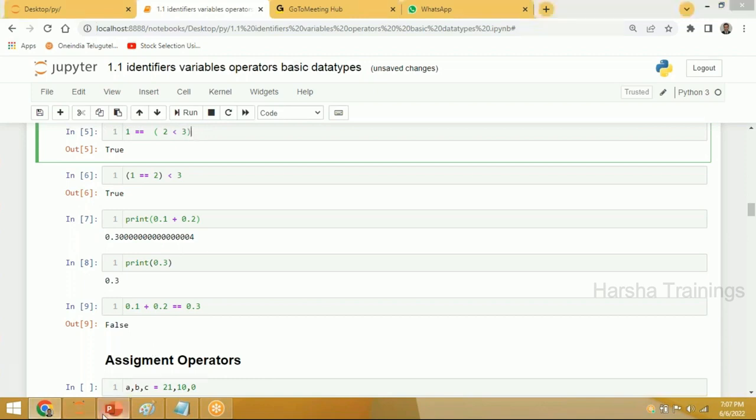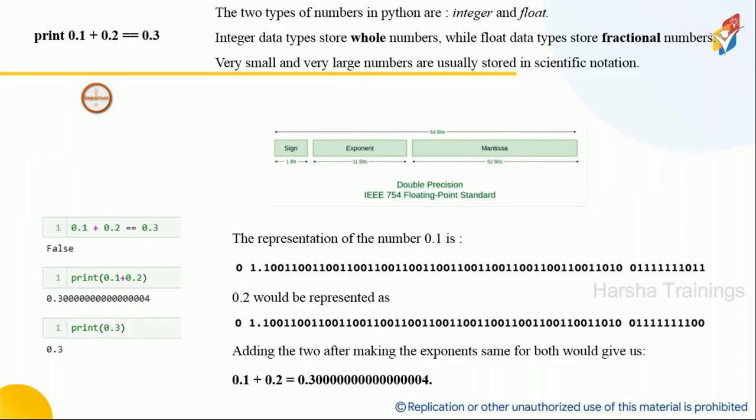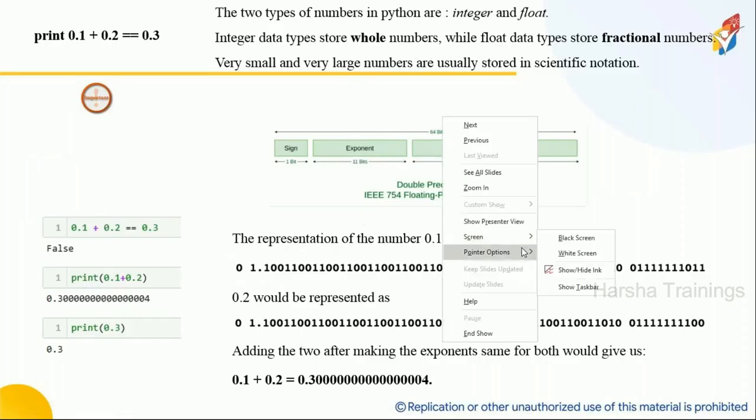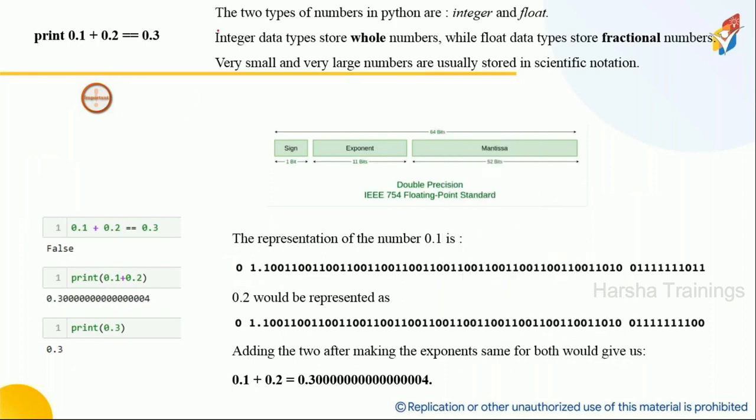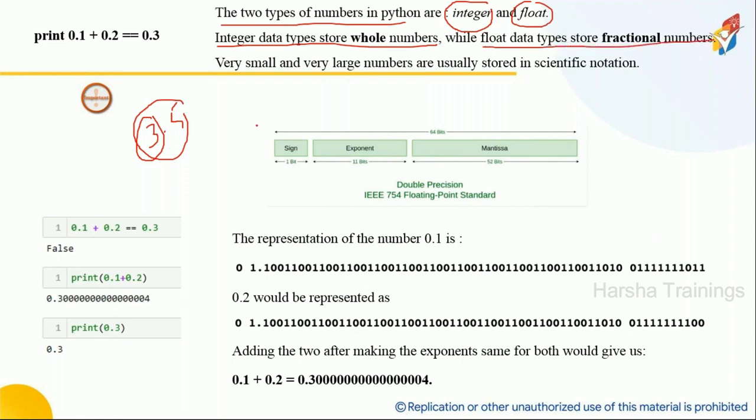Now, let us discuss how it works. There are two kinds of numbers: one is integers, another one is float numbers. For example, 3.5. If you take this 3.5, 3 is called an integer and 3.5 is called a float. Integer data stores whole numbers, while float data type stores fractional parts. This 3 is called an integer, and 3.5 is called a float number.